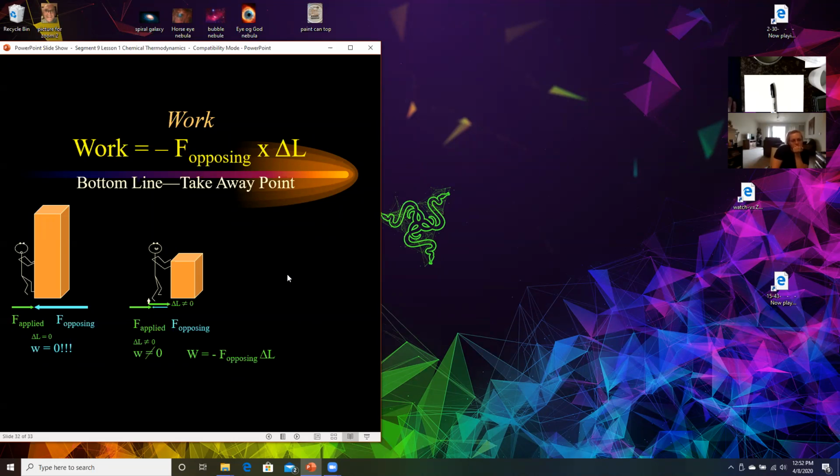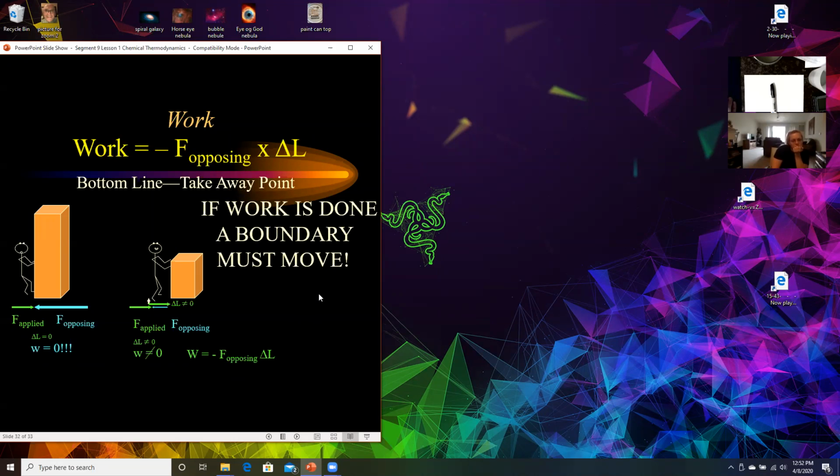Bottom line takeaway point: if work is done, a boundary has to move. That's going to be important. So sometimes we'll know an initial state and a final state. We can look at those two and see if a boundary moved. If a boundary moved, work was done. If a boundary didn't move, no work was done. So this is the critical takeaway point from this little cartoon.